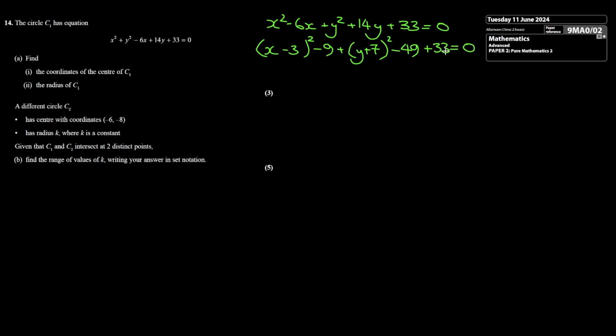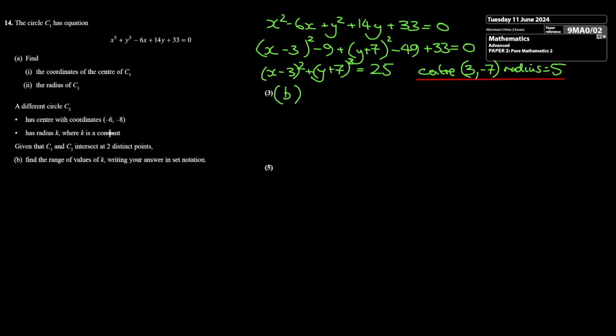So putting the numbers on the right-hand side, I get x minus 3 squared plus y plus 7 squared is equal to, if you do the maths, this turns out to be 25, very conveniently. So the centre, the negative versions of these, is 3, negative 7, and the radius is equal to 5. And that's the answer to part A.